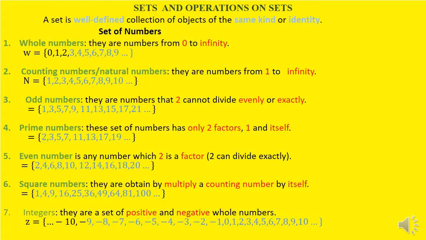So square numbers are obtained when you multiply a counting number by itself. We also have integers, a set of integers. They are a set of positive and negative whole numbers. It means that any whole number is also an integer. When you attach a negative sign to a whole number, it becomes an integer. When there is no sign in front of a whole number, that number is also an integer. So integers are both positive and negative whole numbers.